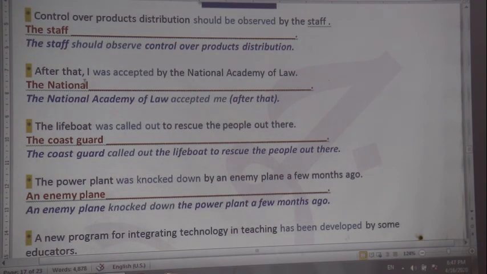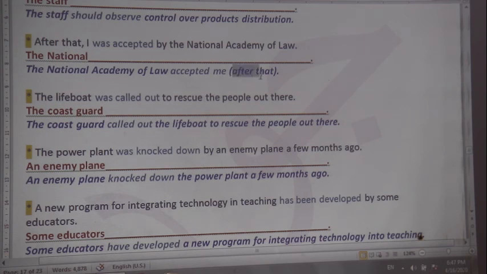Another example: after that, I was accepted by the National Academy of Law. Here it is in the past simple passive, and we need to use the past simple active, namely the second form of the verb. It's very simple to change from passive to active. Think about the verb tense. It's past simple what? Passive. Now I need past simple what? Active. So remember how to form past simple active. We only need the second form of the verb. In this case, we drop was and use accepted. So the National Academy of Law accepted me after that.